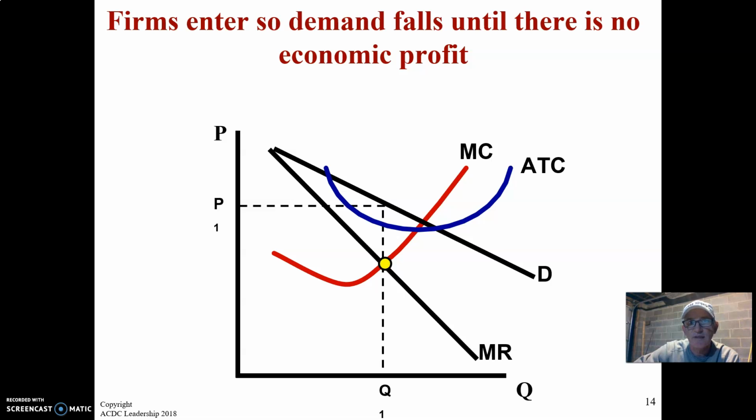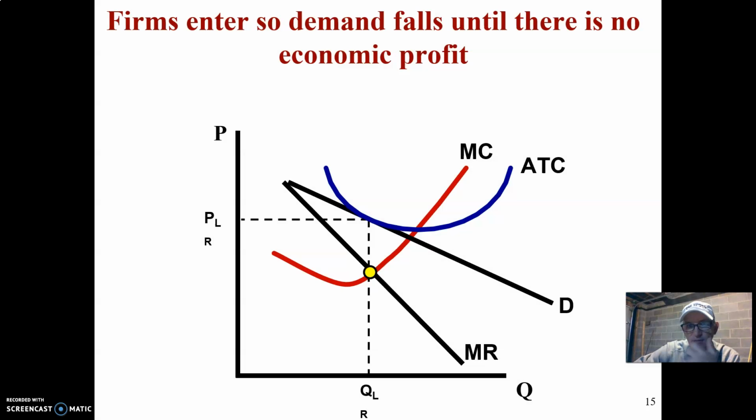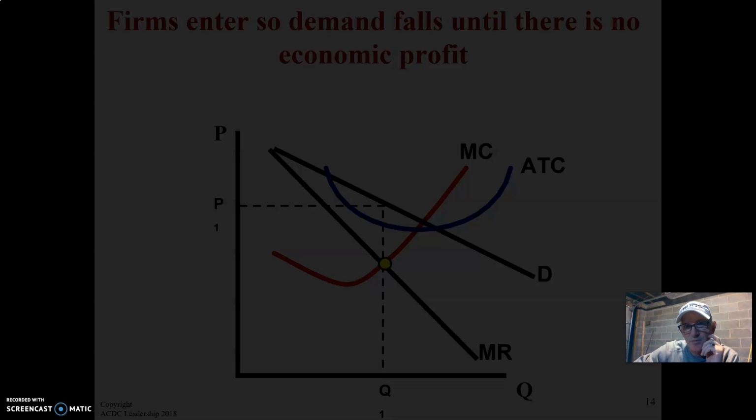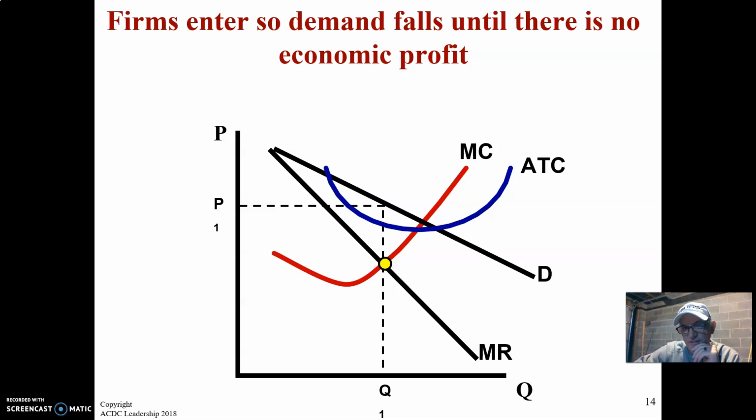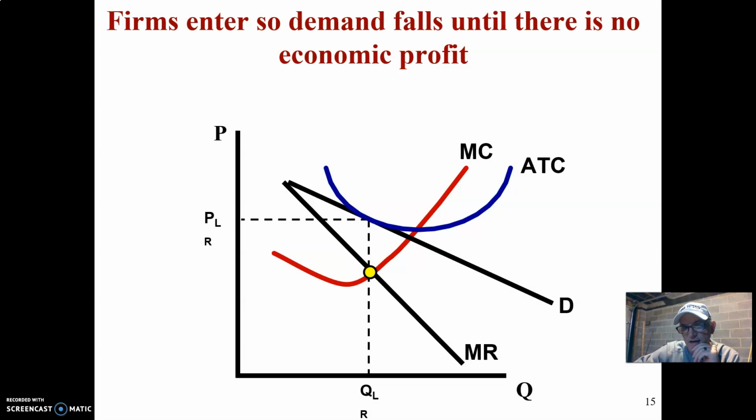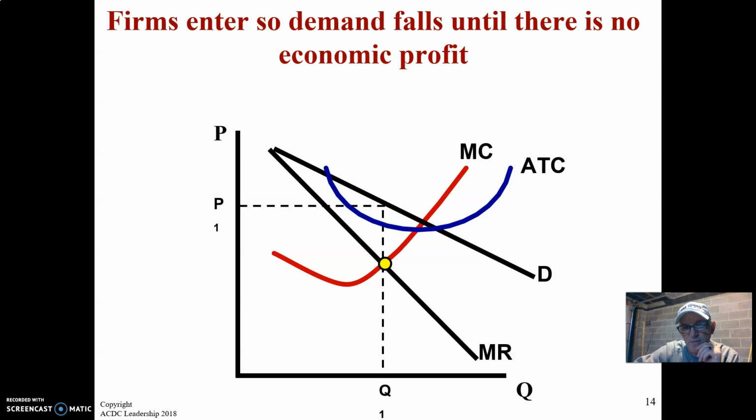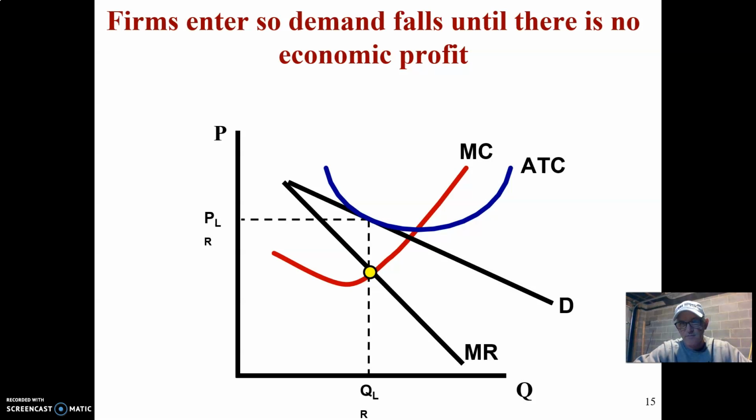So if firms enter and demand falls, it's going to fall to the point of zero economic profit. So once again, I'm showing a profit. Now I'm down to zero profit. Okay, one more time, showing a profit, firms enter, my demand now drops down to zero economic profit.